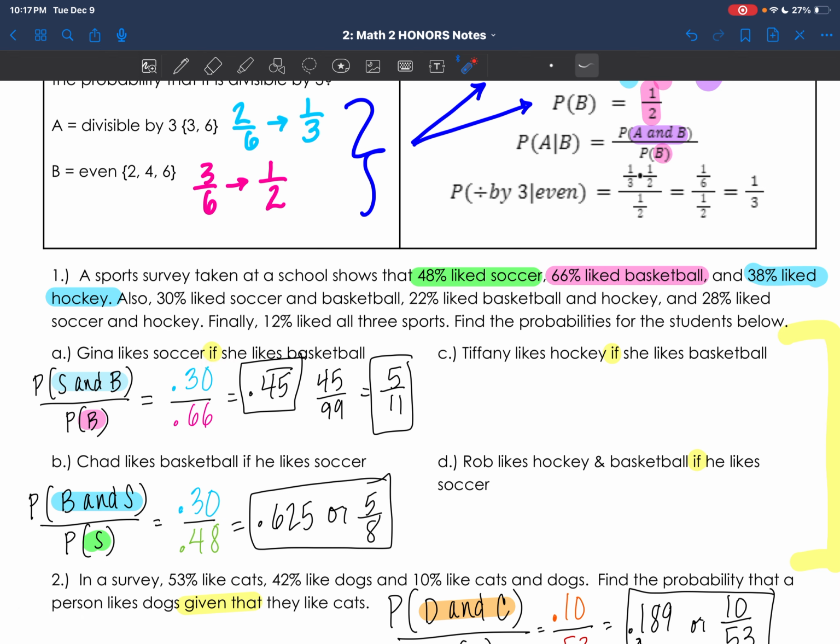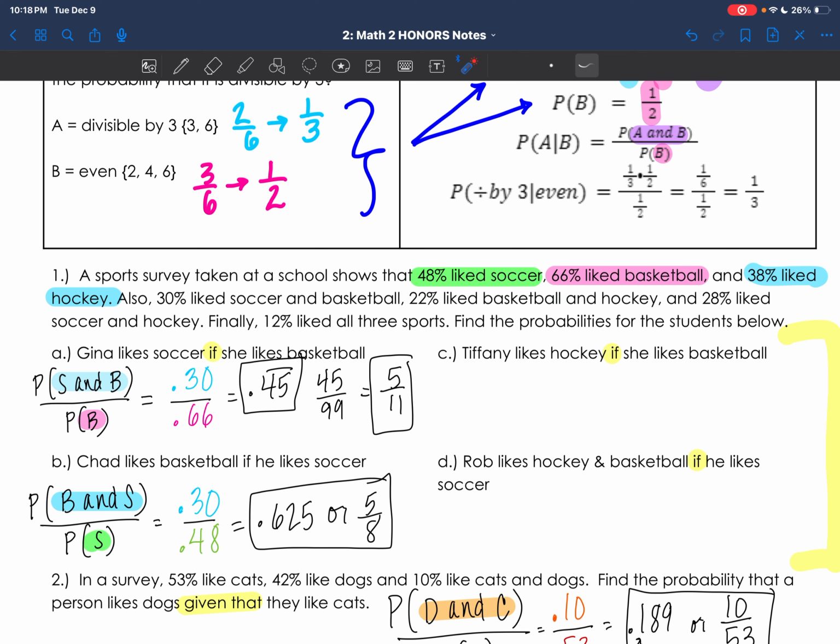Our first one says Gina likes soccer if she likes basketball. So we want the probability of soccer and basketball. We know soccer and basketball is right here, and the probability of just basketball is here.